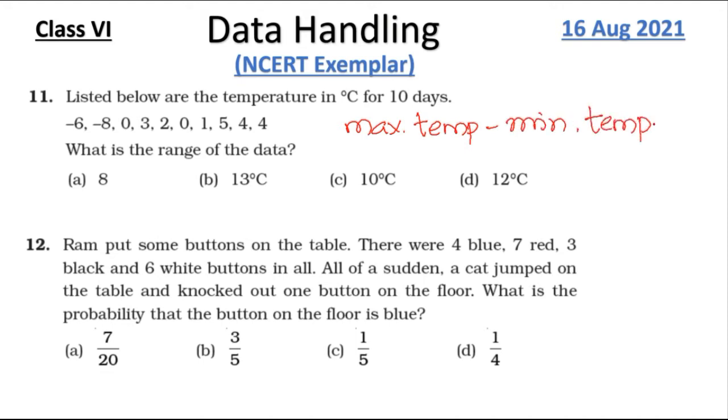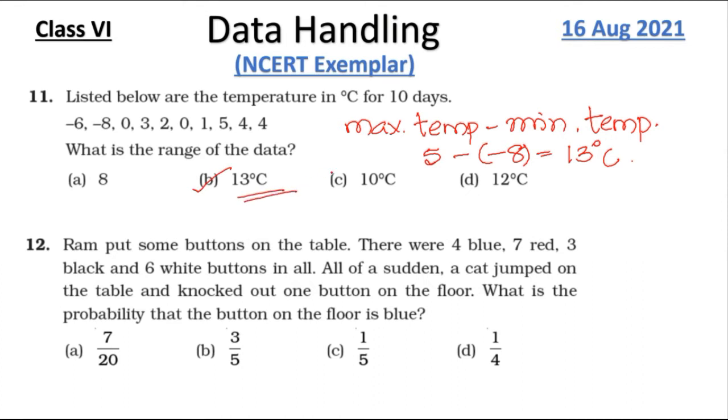Here the maximum temperature is 5 degrees Celsius and the minimum temperature is -8. So minus of minus becomes positive. We get it as 13 degrees Celsius. Hence option B is the right answer.